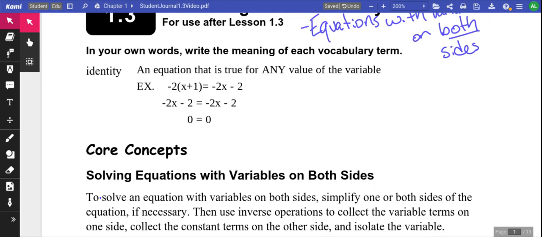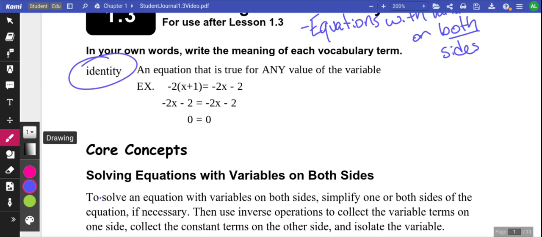All right, so first off, if you need to pause the video, that's fine, but we're going to copy down this definition for an identity. I'll get more into this later, but when we have what we call an identity, or an equation with infinitely many solutions, it means that it's true for any value of the variable. So I can plug in any value for x in this equation right here.